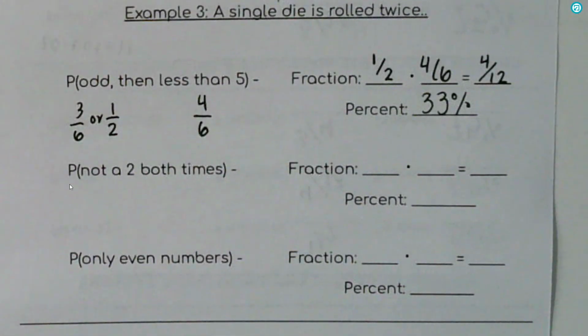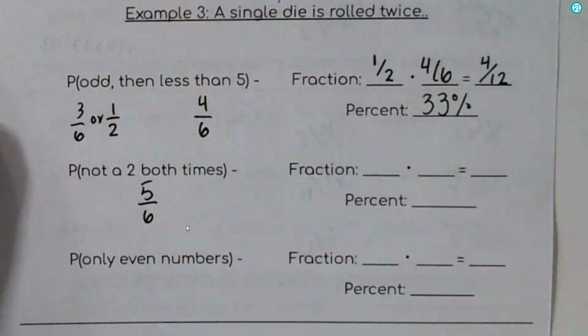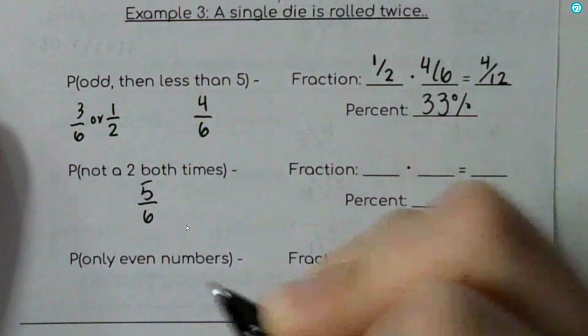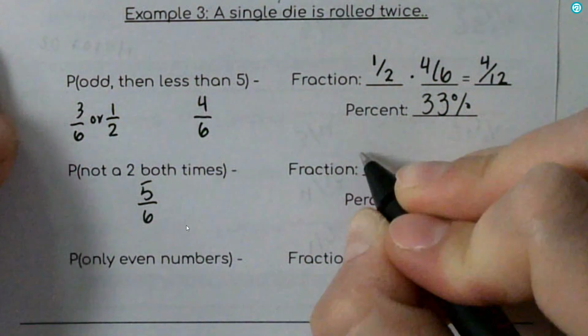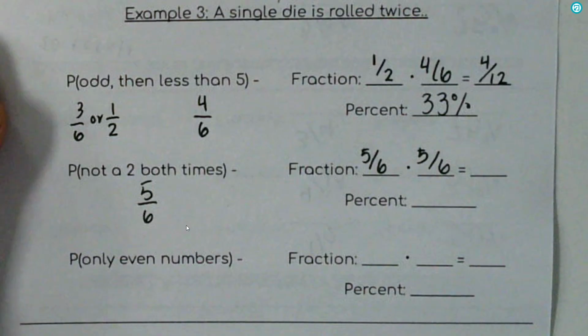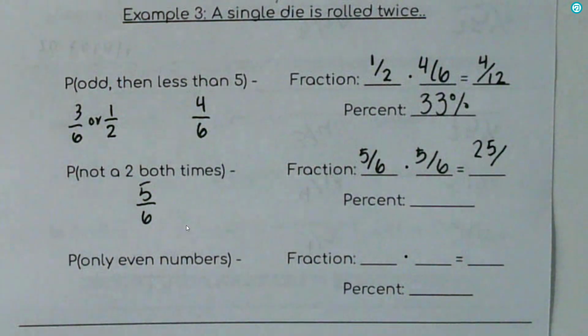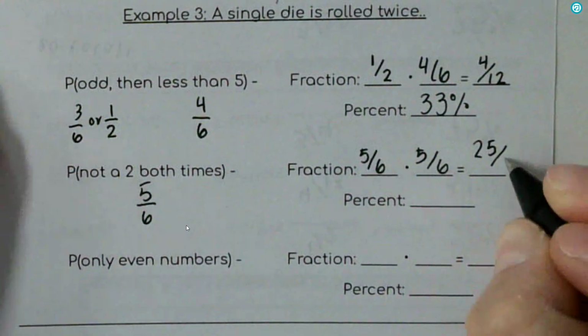Okay, the next one, the probability of not rolling a 2 both times. What's the chance of us not rolling a 2? 5 out of 6. There's only one 2 on a real die. So the probability of not rolling a 2 is 5 out of 6. So that's 5 out of 6 times 5 out of 6. For the top of my fraction, I multiply my 5s together: 5 times 5 is 25. For the bottom, I multiply my 6s together: 6 times 6 is 36. So I have a 25 out of 36 chance.